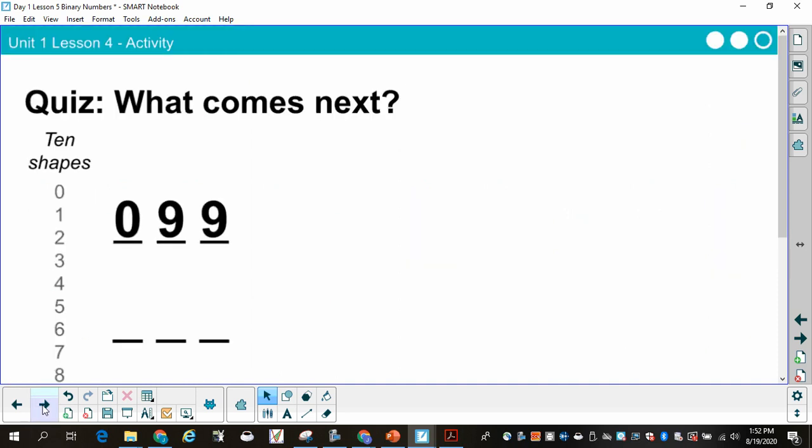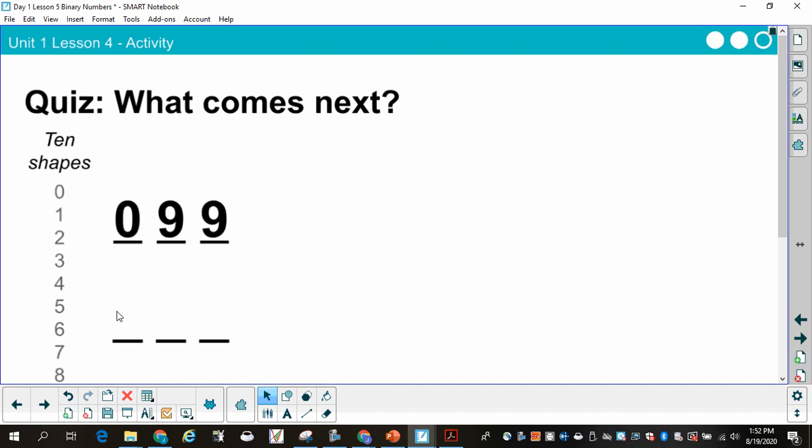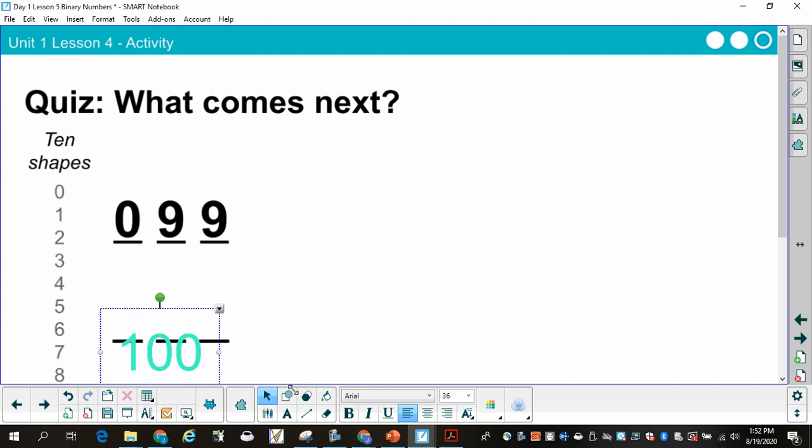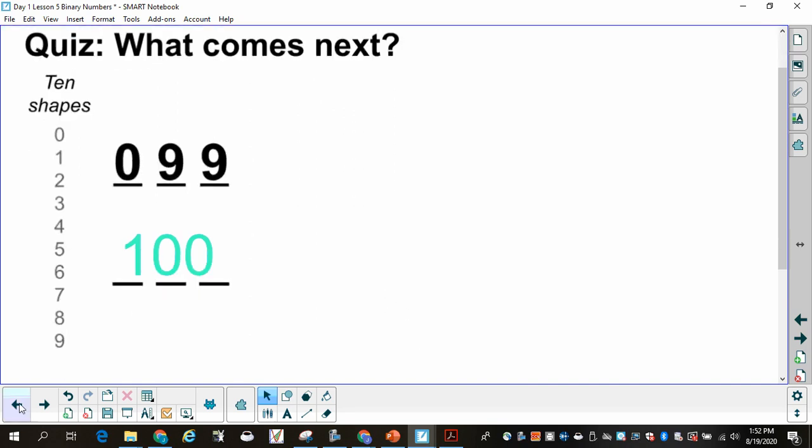Now, if I look at this, 0, 9, 9, what comes next? 100. I'll make it bigger so it fills up the spot. Okay, we have 100. We roll this one up and these two get replaced by zeros. This was just counting. It's the pattern that we already know.